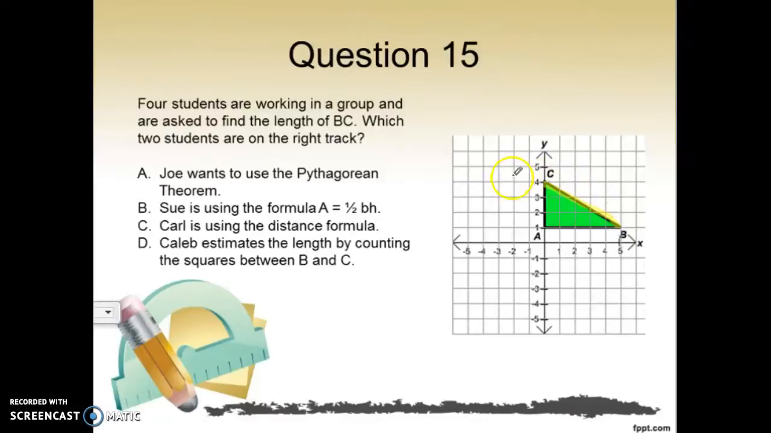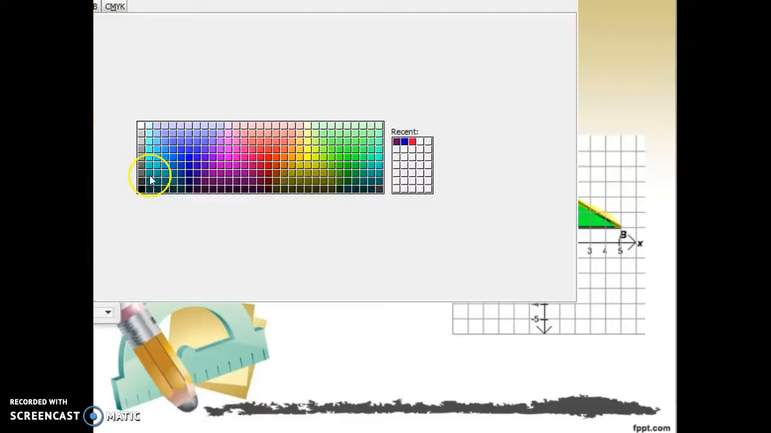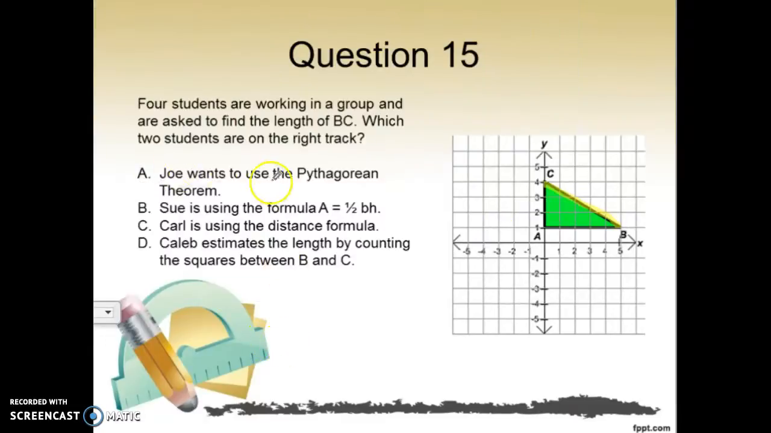Now, we want to know which 2 students are on the right track. Our friend Joe wants to use the Pythagorean theorem to solve this problem. Sue wants to use the formula area equals 1/2 base times height. Now wait a minute, that formula sounds pretty familiar. Have you ever seen that before? Yeah, that's how you find the area of a triangle.